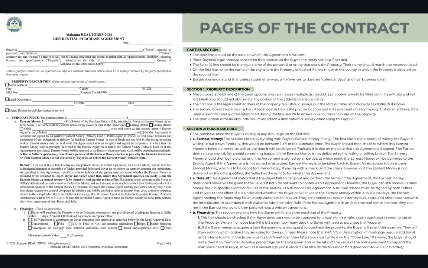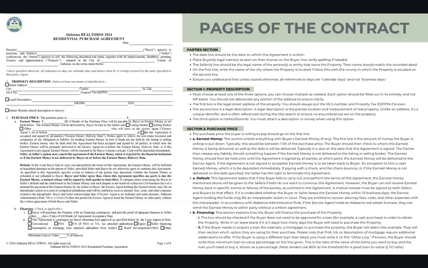The parties will then release any liability should something happen if the earnest money is not delivered to the listing or selling broker. The earnest money should then be held onto until the agreement is signed by everybody, and then it will be delivered to the escrow agent. If the agreement is not signed, the earnest money will be sent back to the buyer. An exception to this is cash earnest money, which is to be deposited immediately. If paying with a check, and the check bounces, or if the earnest money is not delivered on the date specified, the seller has the right to terminate the agreement.